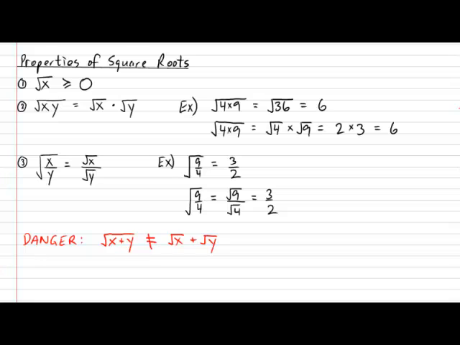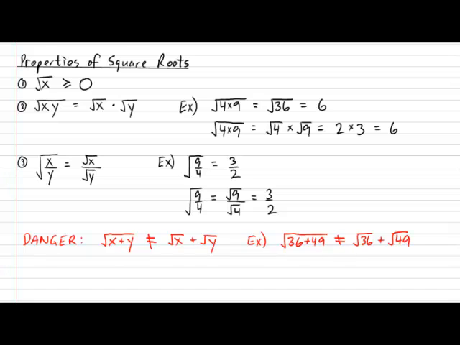And here's a quick example to highlight this danger. Suppose on one side, I asked you to calculate what is the square root of 36 plus 49. And on the other side, I asked you to calculate the square root of 36 plus the square root of 49. I will demonstrate to you that the sides are not equal.